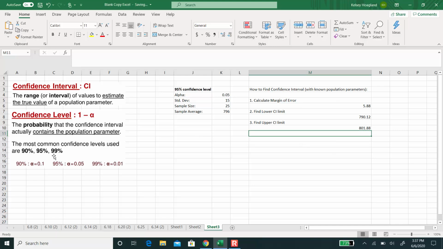If you used a 99% confidence level, your range would be larger. The lower limit would be lower and the upper limit would be higher, and the range itself would be larger because then you can be more confident that the true population parameter would fall inside. If it was a 90% confidence interval, the interval would be smaller because you're a little bit less confident that the population parameter falls inside. So that is the definition of a confidence interval and how to find it, and the definition of confidence level.